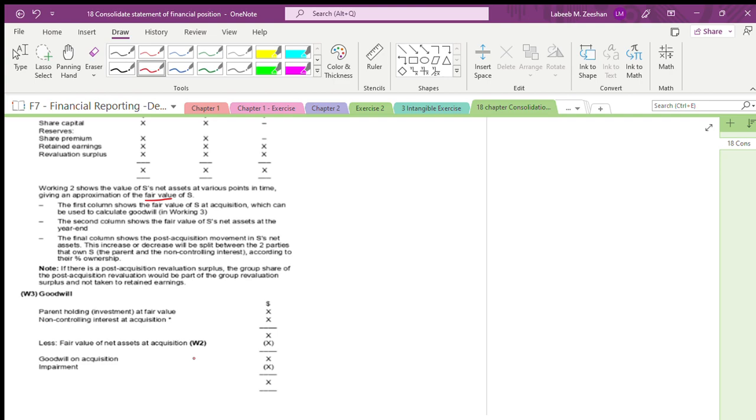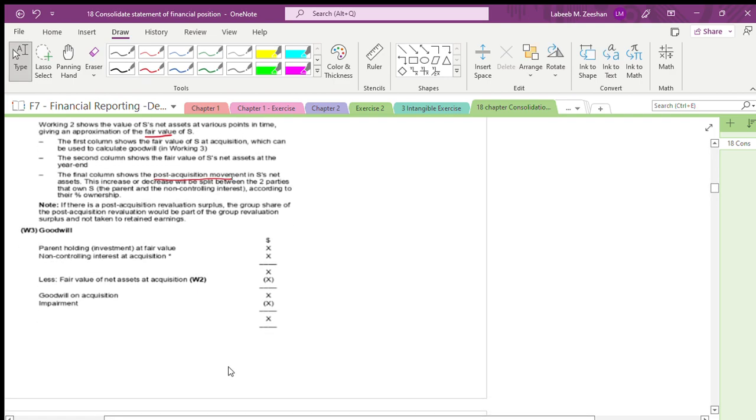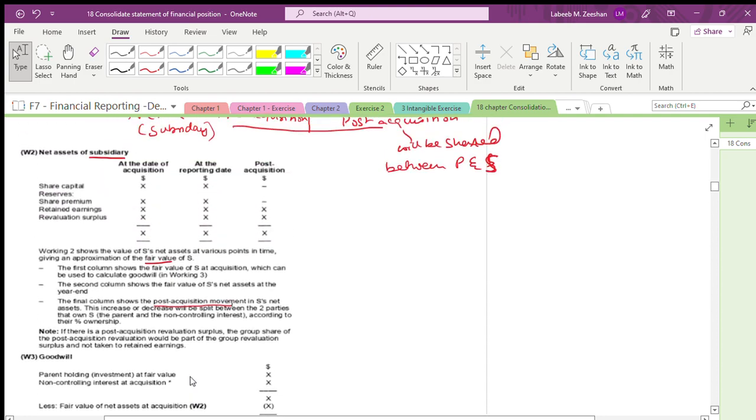The second column shows the fair value of the net assets, and the final column is talking about the post-acquisition movement, that means after the acquisition, what are the profits. So we have to be very scientific and segregate this. Now how will it work? The first one is the percentage of acquisition in terms of equity shares.